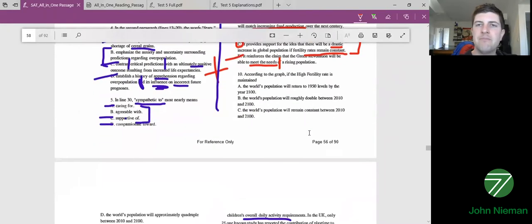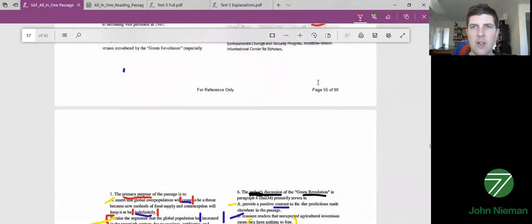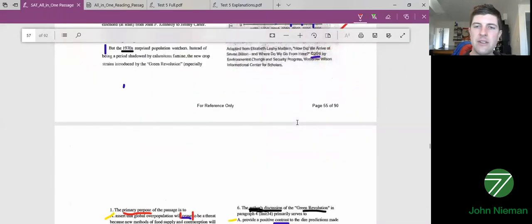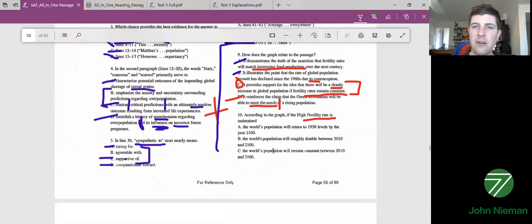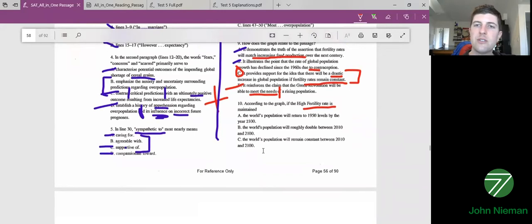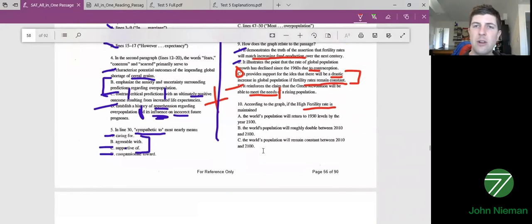How about number 10? According to the graph, if the high fertility rate is maintained, let's go back up and glance. High fertility rate is right here. If it's maintained, I guess the line is the maintenance, right? I think this one is giving us a year? Yeah, they're looking for the world's population will return to 1950 levels by the year 2100.